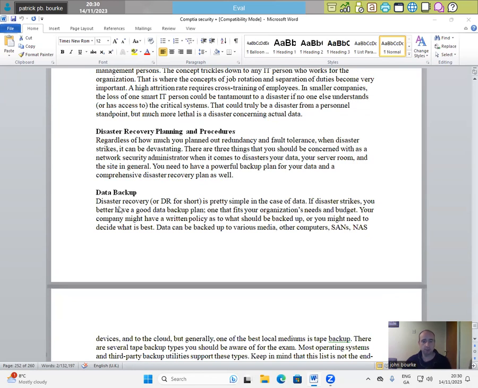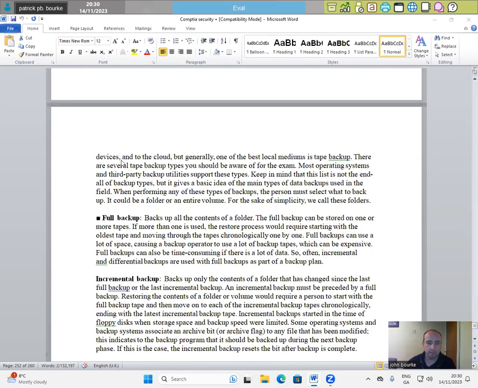Data backup. Disaster recovery, or DR for short, is pretty simple in the case of data. If a disaster strikes, you better have a good data backup plan, one that fits your organization's needs and budgets. Your company might have a written policy as to what should be backed up, or you might need to decide what is best. Data can be backed up to various media, other computers, SANs, NASs, devices, and to the cloud, but generally one of the local mediums is tape backup.